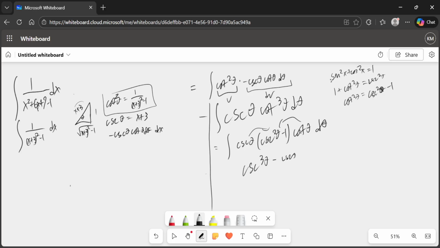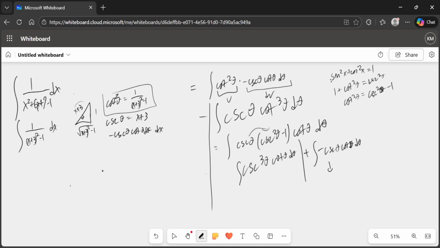And I'm just going to distribute this too while we're at it and split up the integral to save some room. So this is the integral of cosecant cubed theta cotangent theta d theta minus the integral of cosecant theta cotangent theta d theta. And this is easy because we can move this on the inside and we get cosecant theta. So that's one part. We have to do this still.